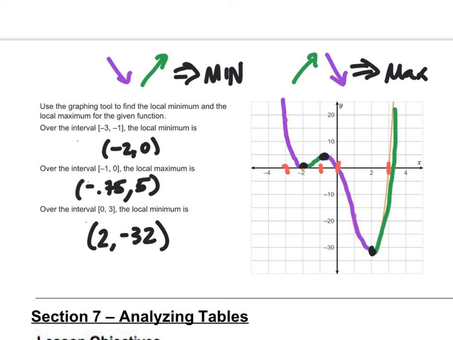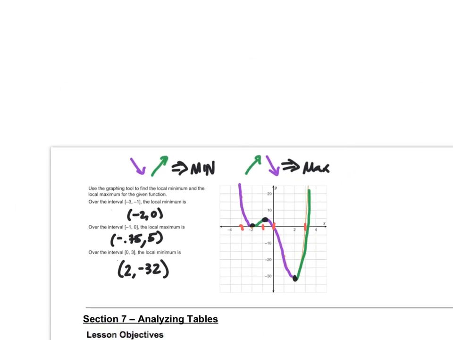So that's the idea. So just being able to read a graph, knowing where you're increasing, decreasing, where you have minimums and maximums. So there is some vocab involved. We do need to know those words. I encourage you to write those down.